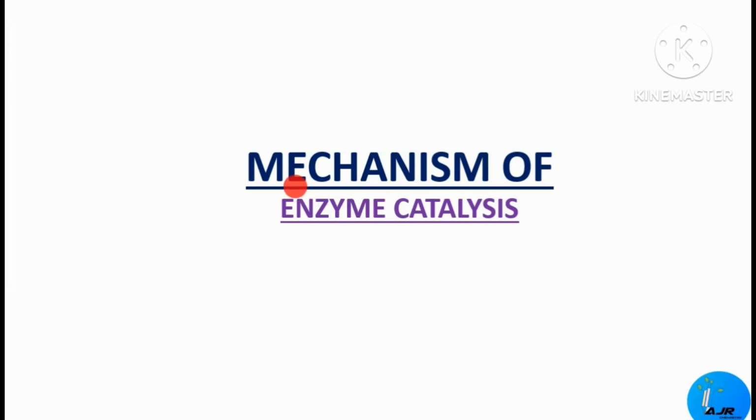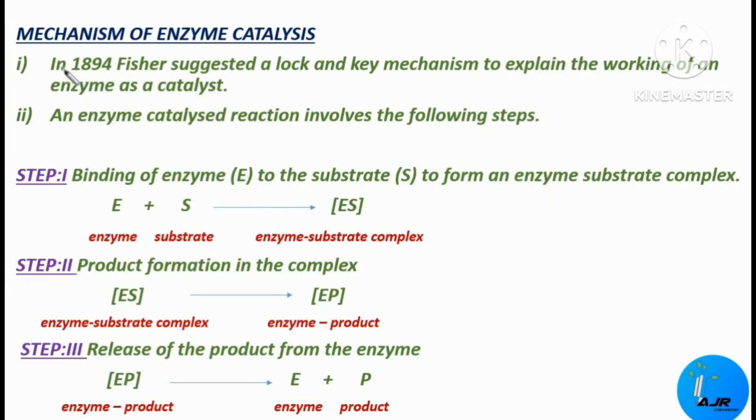Today we shall see about the mechanism of enzyme catalysis. Okay, let's move into the topic now. In 1894, Fischer suggested a lock and key mechanism to explain the working of an enzyme as a catalyst. He is the scientist who suggested a lock and key mechanism for enzyme catalysis.